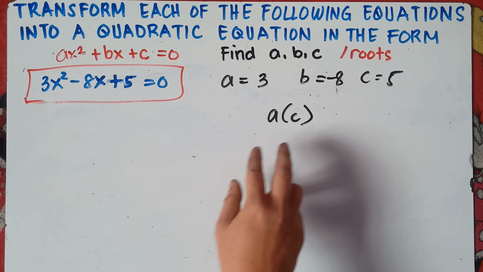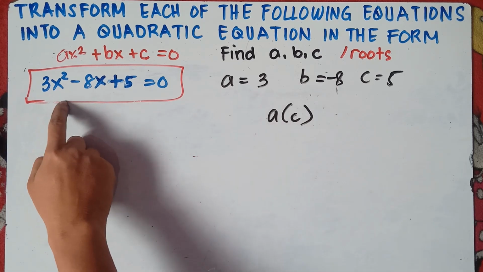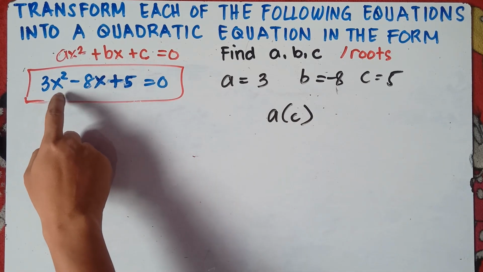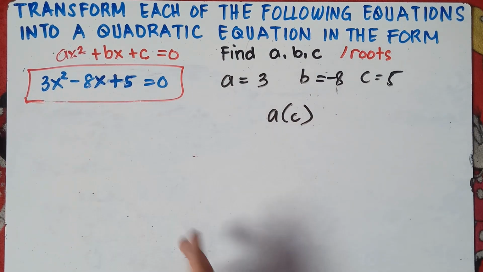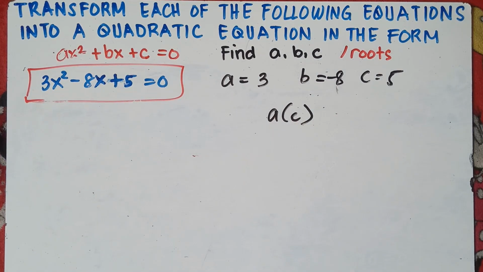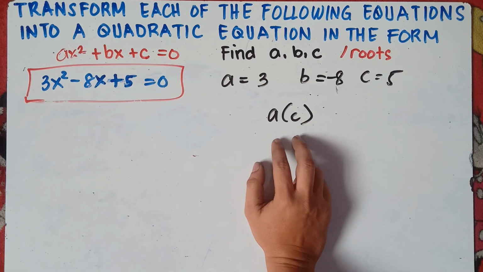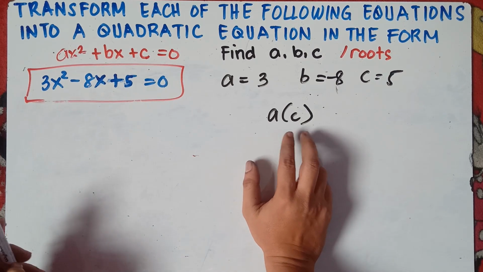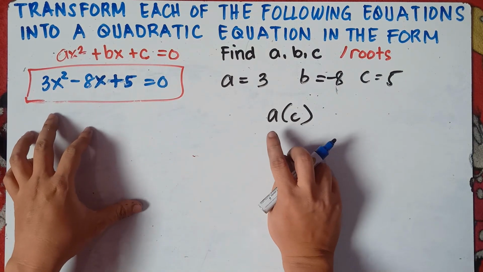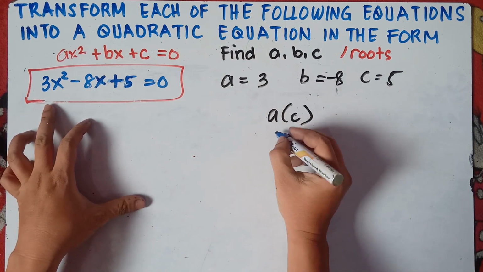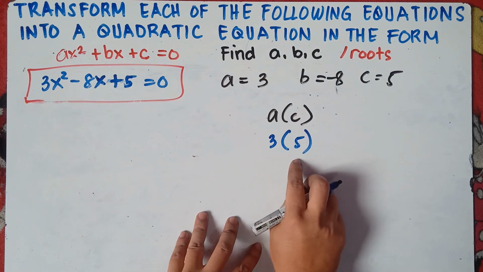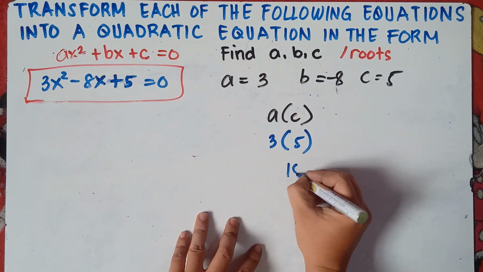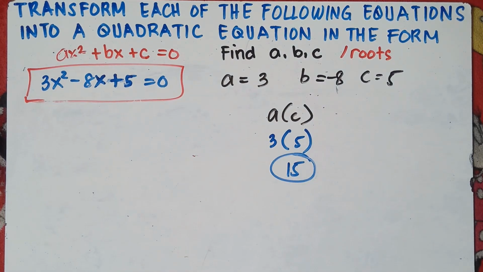Once again, class, you will do it this way if the number before x squared is greater than 1. This will be quite complicated, but do not be worried, we do it step by step. So A and C. A times C, where our A is 3 and our C is 5. So 3 times 5 is 15. So the product is 15.